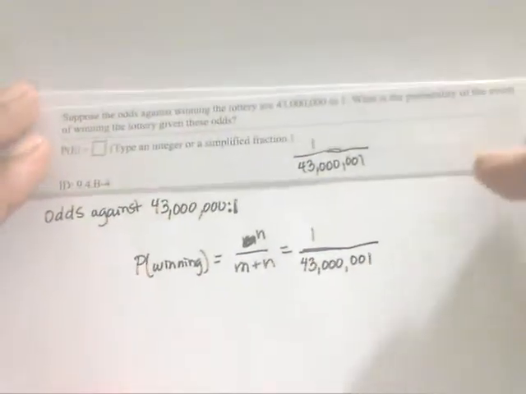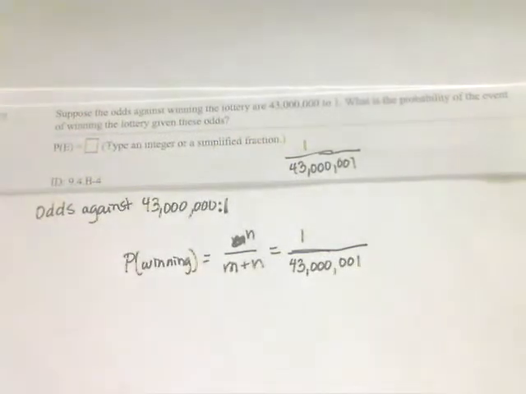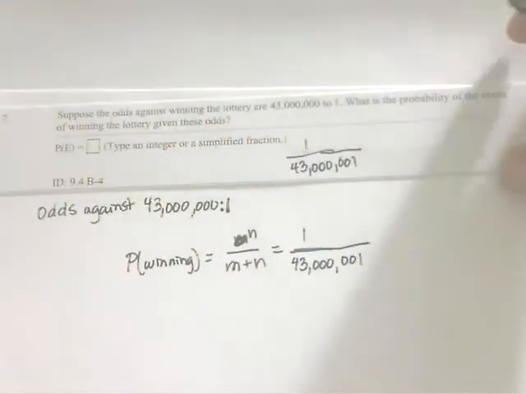which is quite a low probability, because with lotteries, the probability of anybody winning the lottery is very, very low.